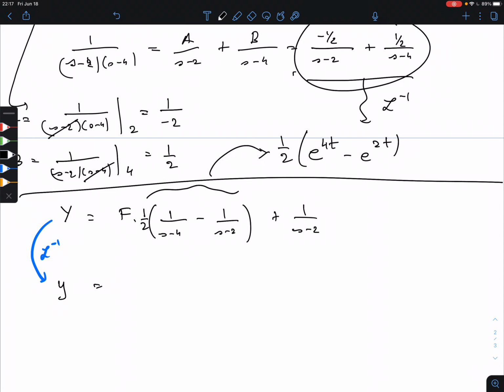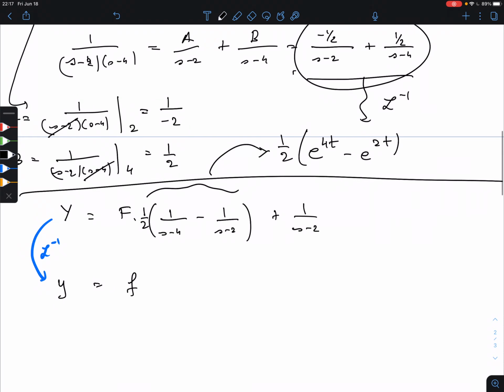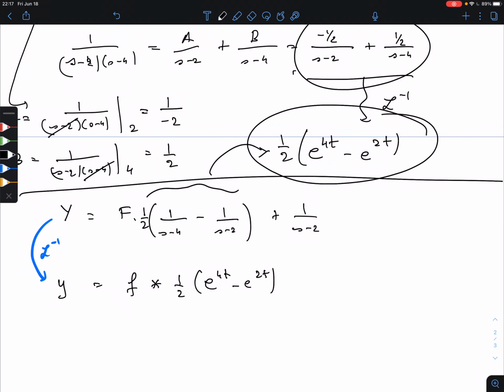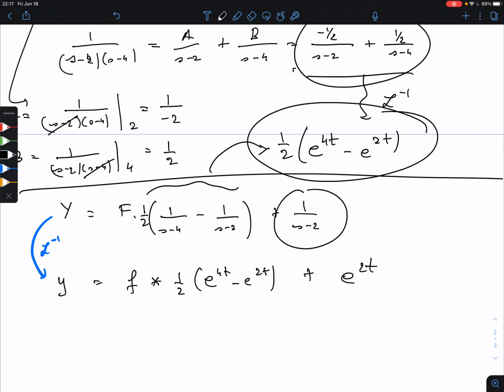Now, a product becomes a convolution. And we have to take the inverse Laplace of capital F, which was just little f, that's how capital F was defined. And then we do the convolution with a half, e to the 4t minus e to the 2t. That is the one I had here. Plus, I now do the inverse Laplace of that one, which is e to the 2t. And that's it.